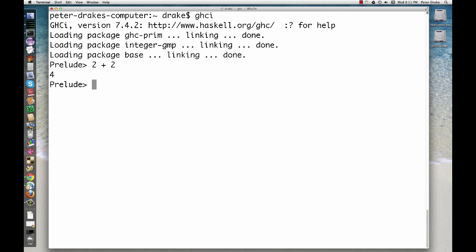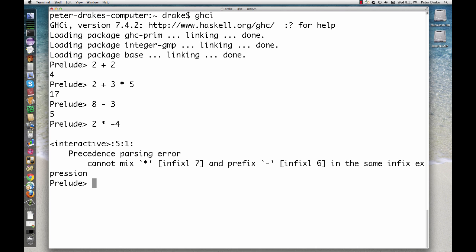The usual operator precedence rules apply. If we type 2 + 3 * 5, the multiplication happens first and we get 17. There is an idiosyncrasy having to do with negation. Regular subtraction is fine. 8 - 3 is 5. But if we try 2 * -4, we get an error. We can fix this with parentheses.